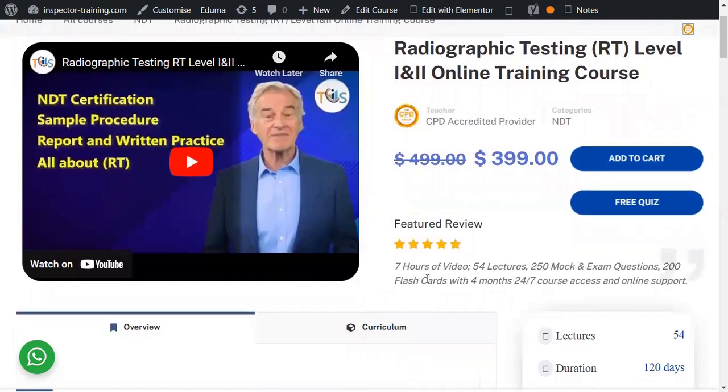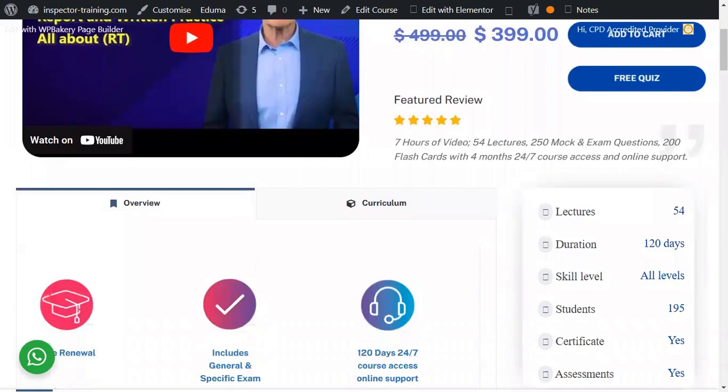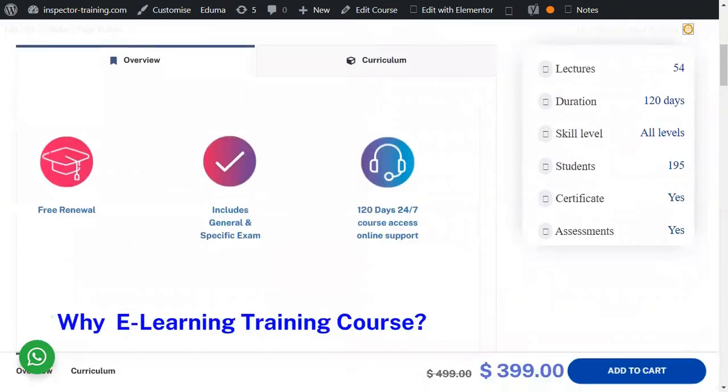So it has 7 hours of video, 54 lectures, 250 mock exam questions, 200 flashcards with 4 months, 24/7 course access. And there will be a free renewal if you could not pass the general or a specific exam.